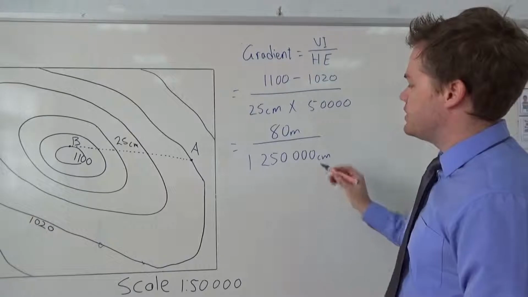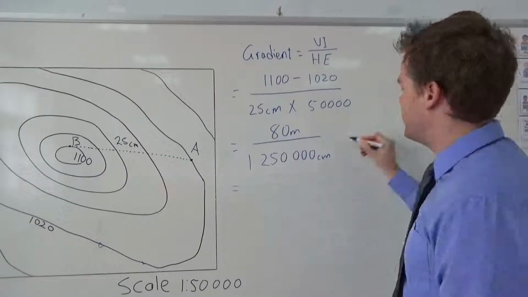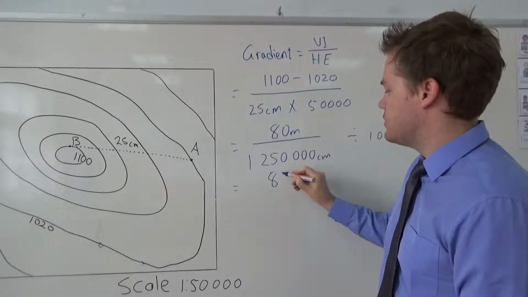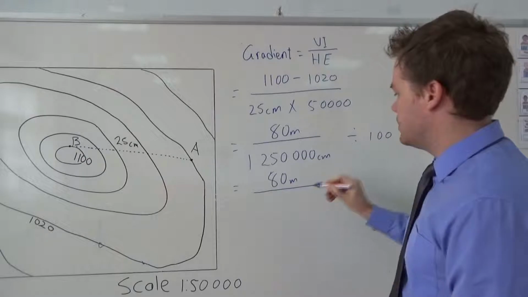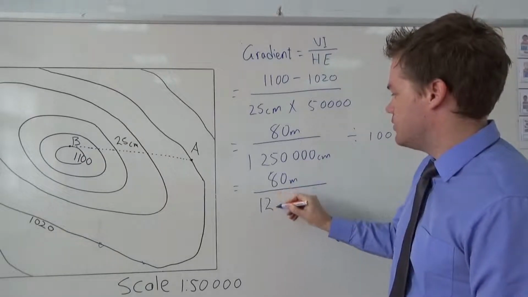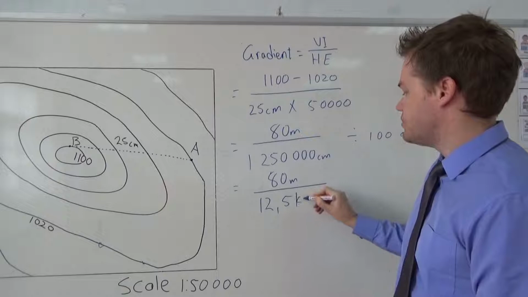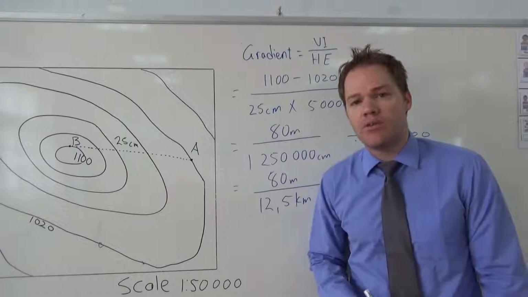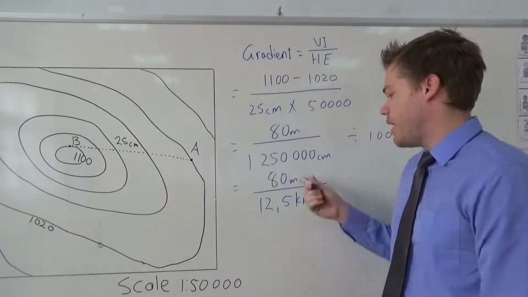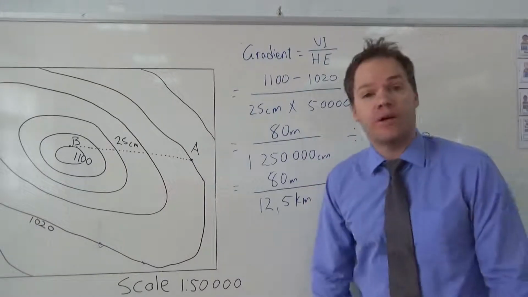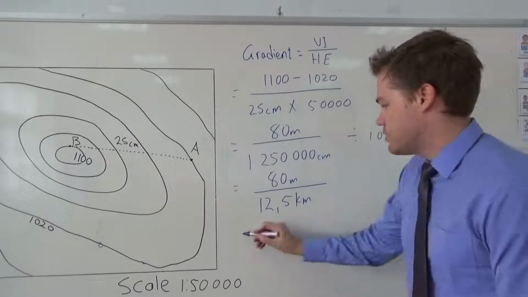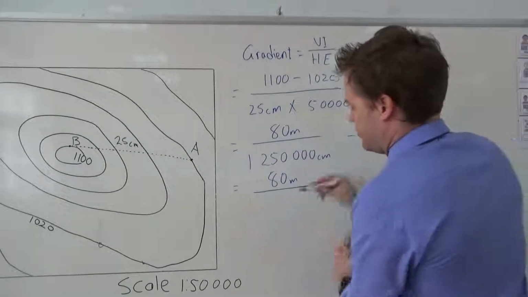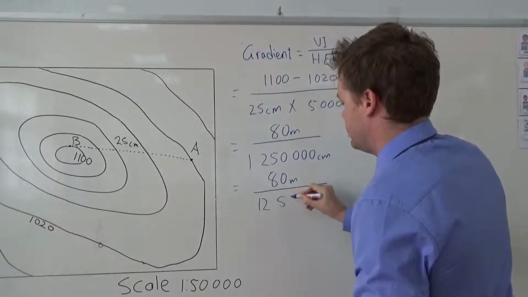Now obviously you want to convert centimeters to kilometers. So how do we do this? We say 1,250,000 divided by 100,000, and this will give you a total of 12.5 kilometers. Now obviously we are going to write the final answer as a ratio, and that is why we can't compare meters with kilometers, and that is why we are going to convert this to meters. So this would give you 12,500 meters.